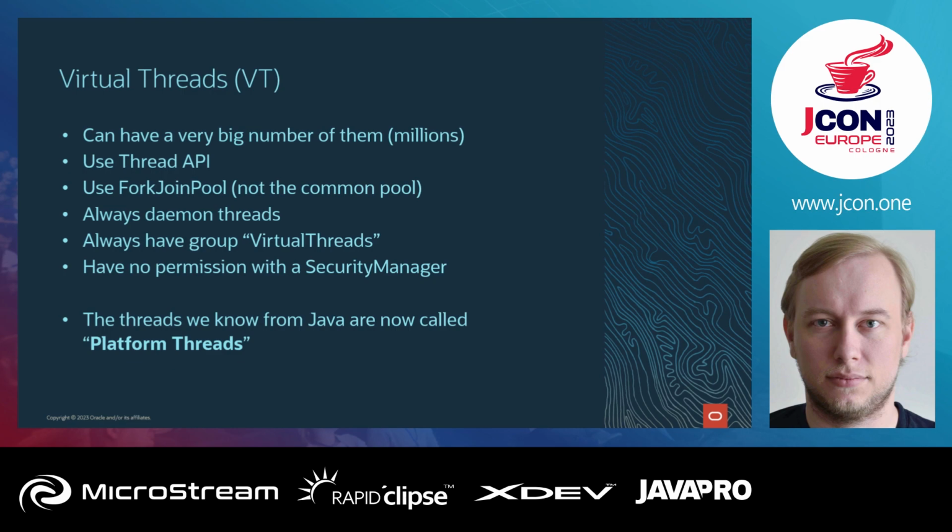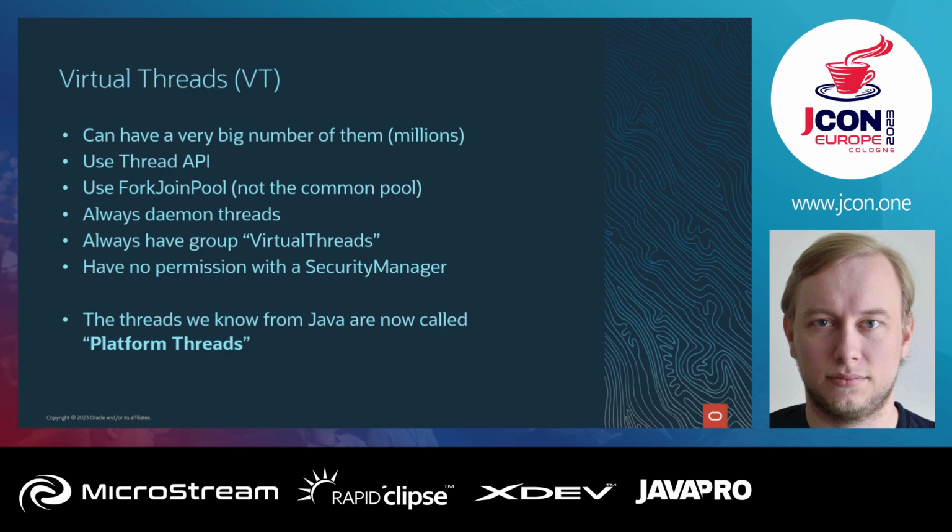The virtual threads use the Thread API, and that means you will not even know that you are in a virtual thread, since it's the same interface. Virtual threads are scheduled by the fork join pool, and you use it this way, because every task you submit to this specialized fork join pool will be run as a virtual thread.